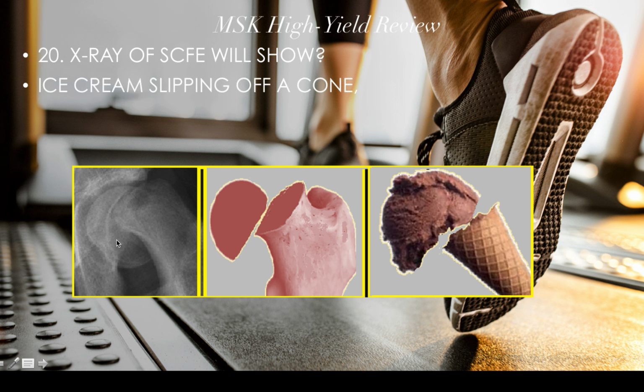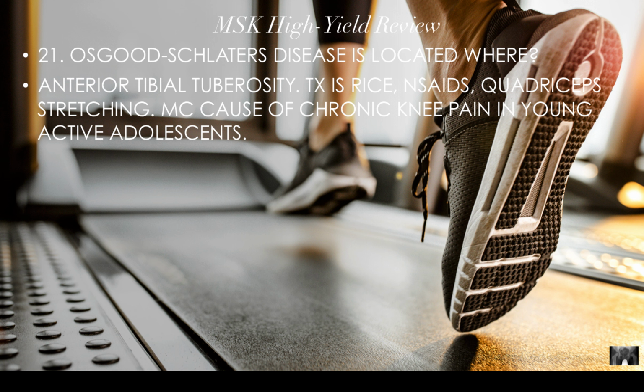All right, 21. Osgood-Schlatter's disease is located where? So when it comes to Osgood-Schlatter's, that is the anterior tibial tuberosity. This would also be likely in the runners, really active kids. Treatment is rest, ice, NSAIDs, quadriceps stretching, and it is the most common cause of chronic knee pain in young active adults. So it's another high yield. They may ask you what is the most common cause of chronic knee pain in young active adults, and that would be Osgood-Schlatter's, anterior tibial tuberosity.